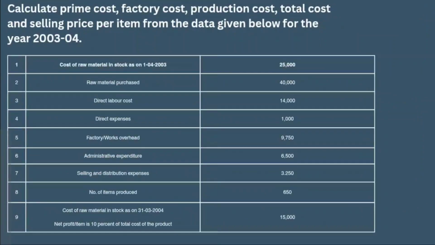Let's solve a real numerical problem based on the cost sheet. Now let me explain the question. We have information of 650 units produced. Opening raw material stock rupees 25,000. Raw material purchased rupees 40,000. Closing stock 15,000. Direct labor 14,000. Direct expenses 1,000. Factory overhead rupees 9,750. Administrative expenses 6,500. Selling and distribution 3,250, and profit expected is 10%.